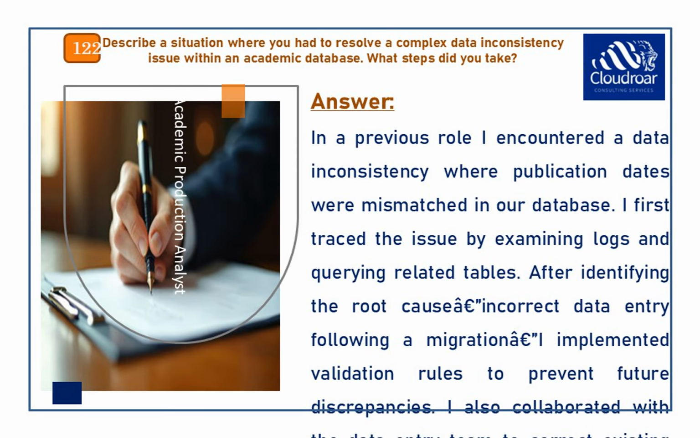Question 122. Describe a situation where you had to resolve a complex data inconsistency issue within an academic database. What steps did you take? In a previous role, I encountered a data inconsistency where publication dates were mismatched in our database. I first traced the issue by examining logs and querying related tables. After identifying the root cause, incorrect data entry following a migration, I implemented validation rules to prevent future discrepancies.